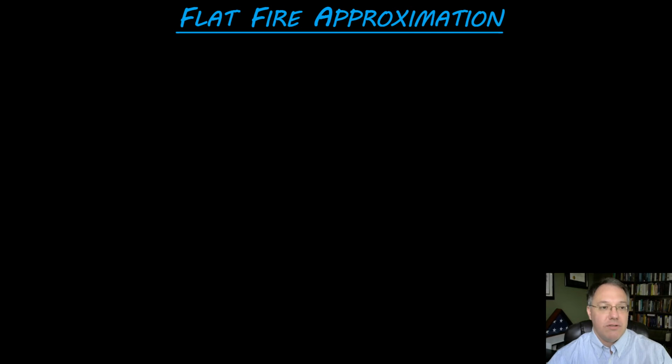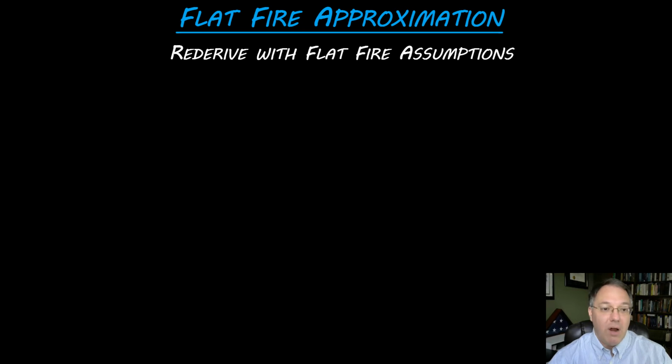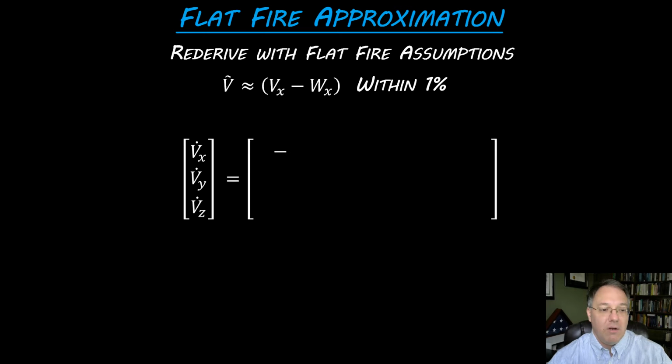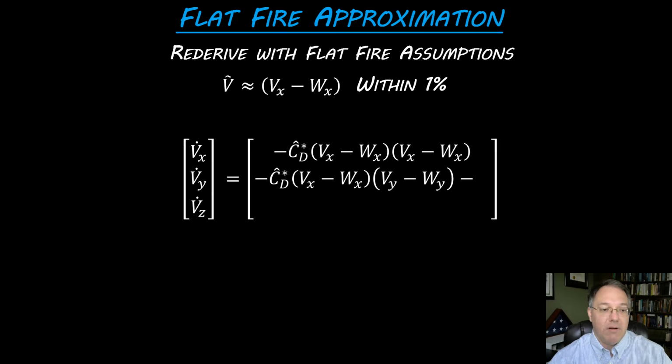Let's introduce our flat fire approximation into the situation here. What we're going to do is rederive our equations using those flat fire assumptions. The first important step here is to realize that our v tilde is approximately equal to Vx minus the wind x. They're within about 1% of each other, so we can say that they're roughly the same. Then we can rewrite our equations for x, y, and z, our changes in velocity or accelerations, by making that substitution for our v tilde.